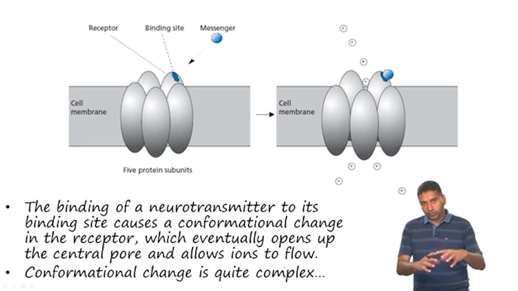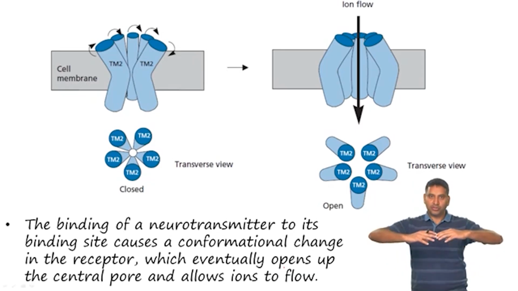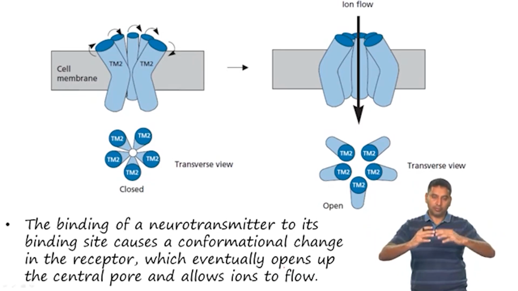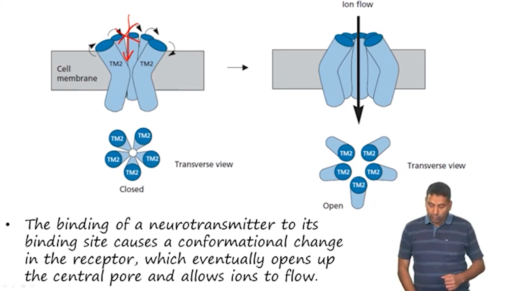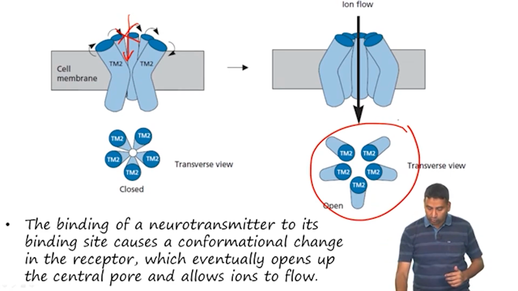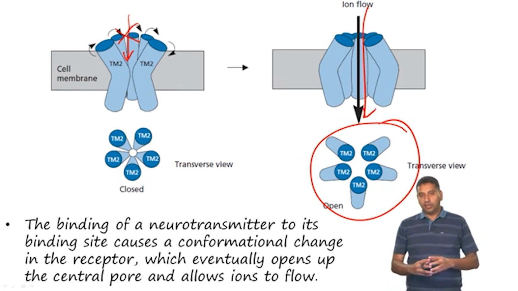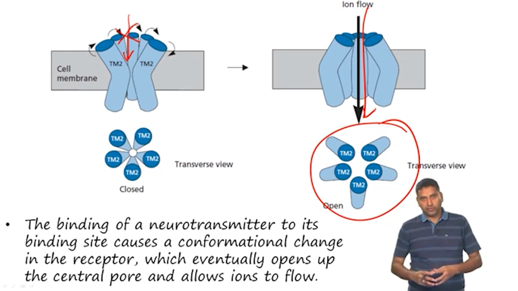This conformational change is quite complex and we will not be discussing this in this lecture, but what happens is that there is a sort of change that occurs which helps in opening it up. So, you can imagine that this is the area where the ion will not be able to go through. When these open up like this, then they assume an open conformation which allows the ions to flow. So, eventually the central pore through which the ions flow has to be created by conformational changes.